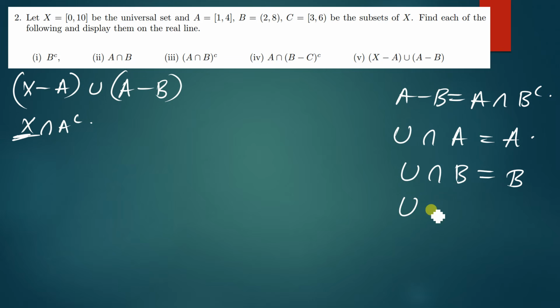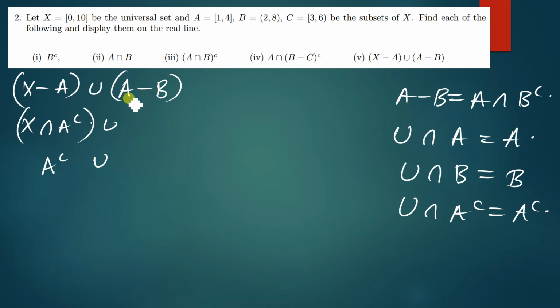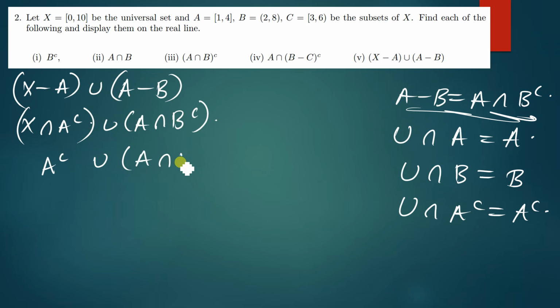So universal set intersection A complement, the answer will be what? A complement. So this part simplified further will give us A complement. Then we have union, and here A minus B is just the same as A intersection B complement. So we have A intersection B complement.